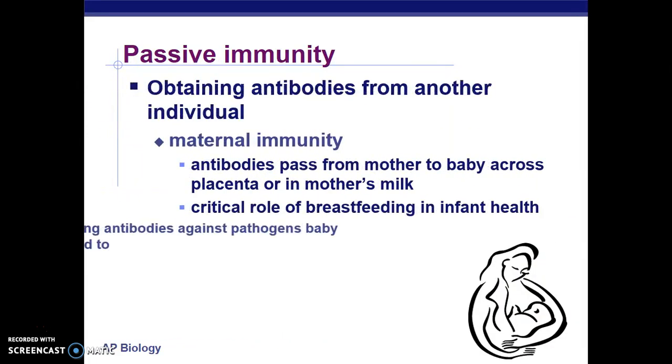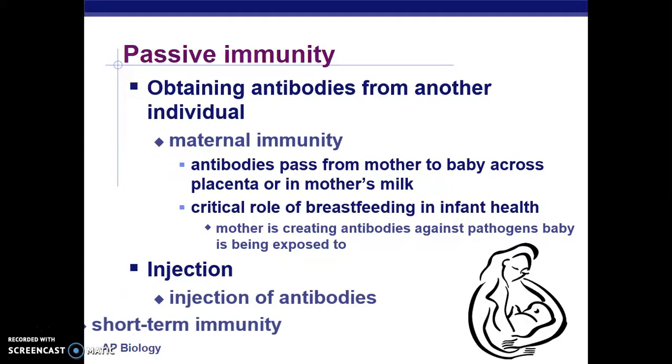The last type of immunity we have to talk about is passive immunity. Passive immunity is when you get antibodies from another individual. The most common type of passive immunity is when the mother passes antibodies to the baby either through the placenta, when it's an embryo, or in the mother's milk. This is why breastfeeding is considered really healthy for infants: it gives the baby antibodies to protect against pathogens before its immune system is developed.